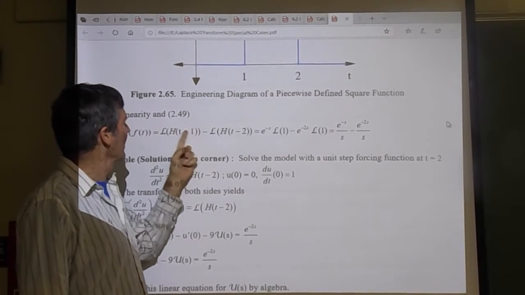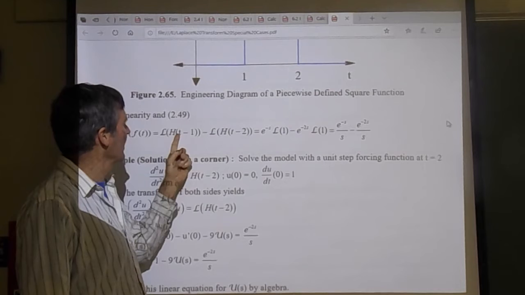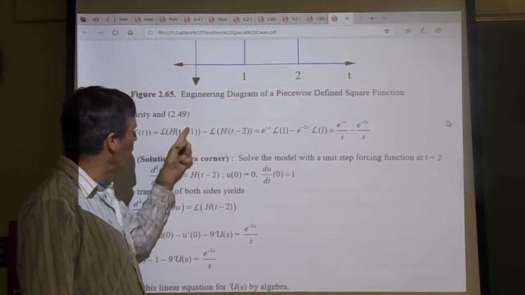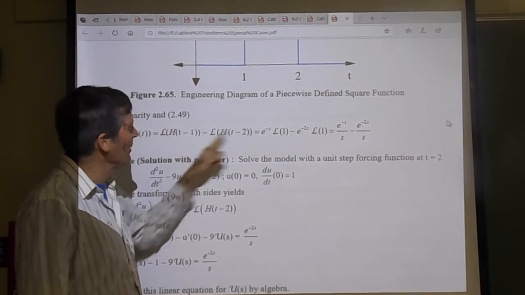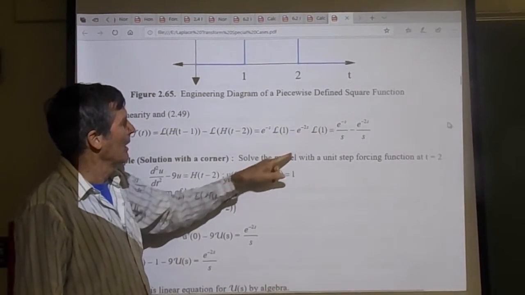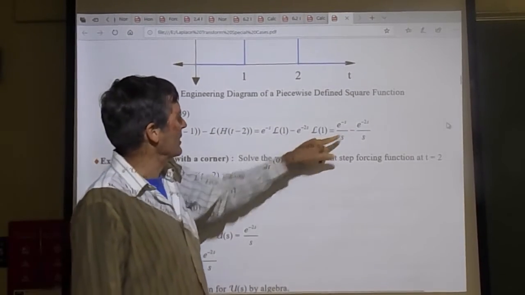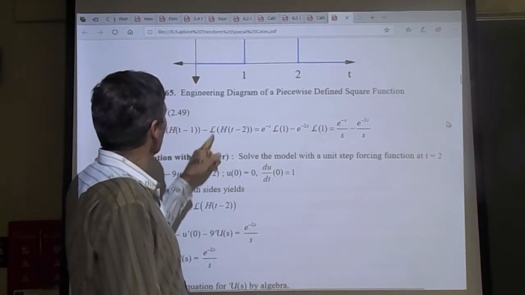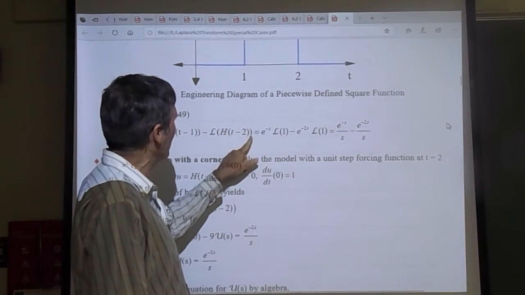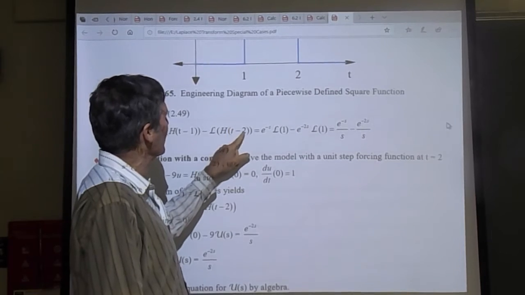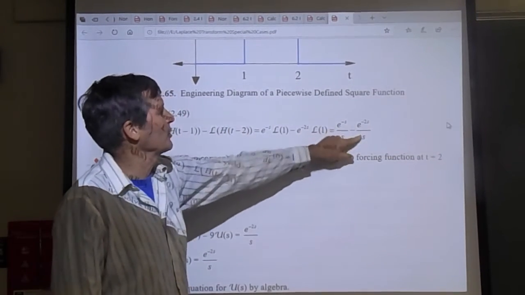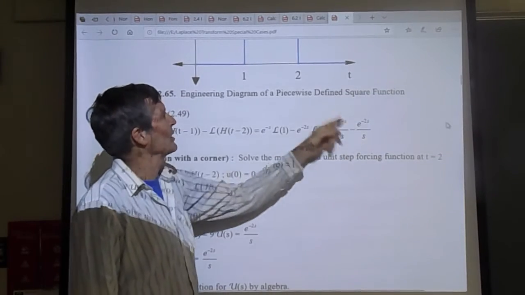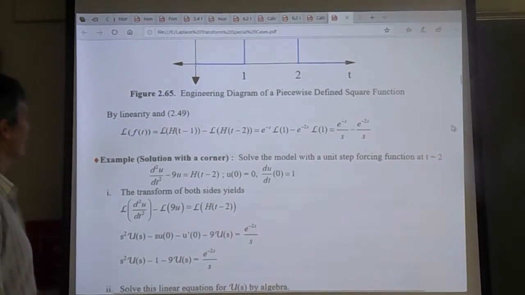This is, by the theorem we just did, e to the minus s times 1, since that's the shift, times the Laplace transform of 1, which was 1 over s. Remember the Laplace transform of 1? And similarly here, this is h of t minus 2 times 1. So its transform is e to the minus 2s, since the shift is 2, times the Laplace transform of 1, which is 1 over s. So there's the Laplace transform of this square function.